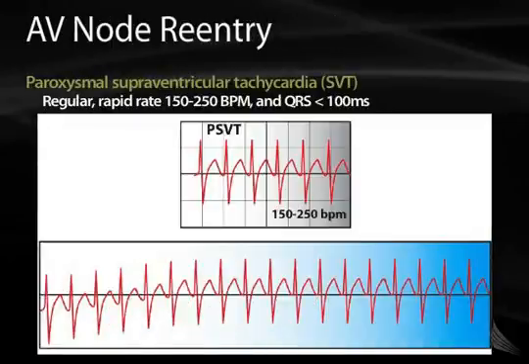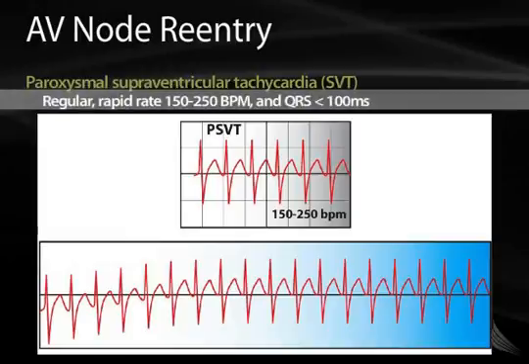Atrioventricular nodal reentrant tachycardia, which is a type of supraventricular tachycardia, involves a rapid, regular heart rate with a narrow QRS complex, usually in the 150 to 250 beats per minute range. There are many different types of supraventricular tachycardia, of which AV nodal reentrant tachycardia is just one. At this stage, you should be able to recognize that there is a narrow QRS complex, and therefore the origin of this tachycardia is not in the ventricle but in the atrium.